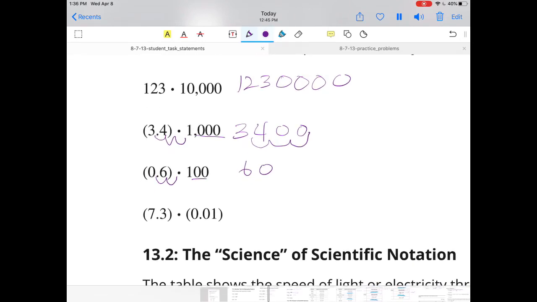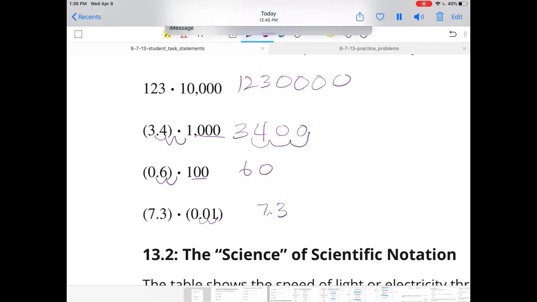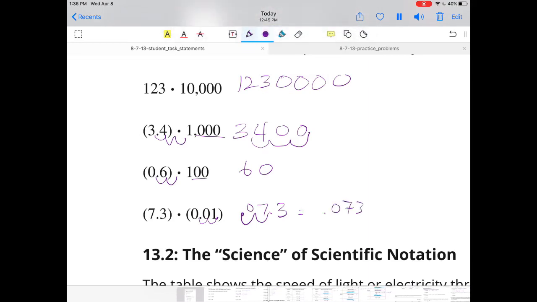And last but not least, 7.3. But this time, we're not multiplying it by 10. We're multiplying it by a small number. So notice how we multiply it. We move the decimal over twice. So instead of 7.3, this is going to be 1, 2. So 0.073, okay?